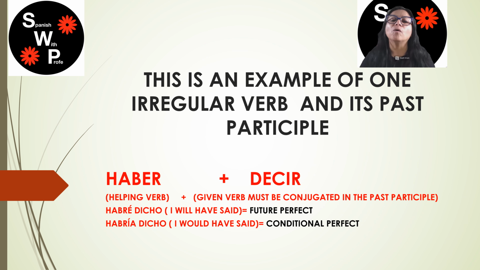This is an example of one irregular verb and its past participle. We have haber as the helping verb, and the given verb is decir. Decir is an irregular verb. So the helping verb plus the given verb must be conjugated, with the past participle. The helping verb is going to go in the future form or the conditional form, and the given verb in the past participle that will end with an O. Okay, so habré dicho, I will have said. Habría dicho, I would have said. Conditional perfect. Muy bien, so keep in mind, in Spanish, two verbs make the compound. In English, three verbs make the perfect tense.